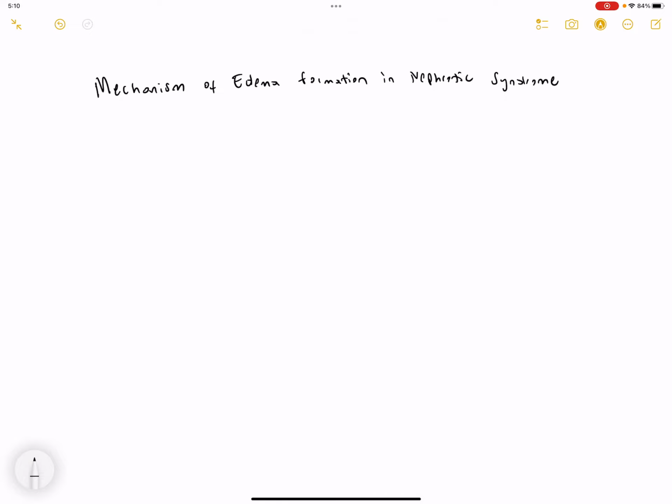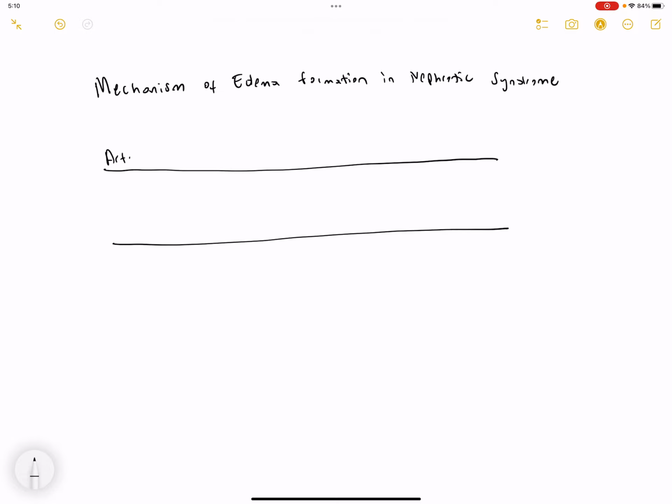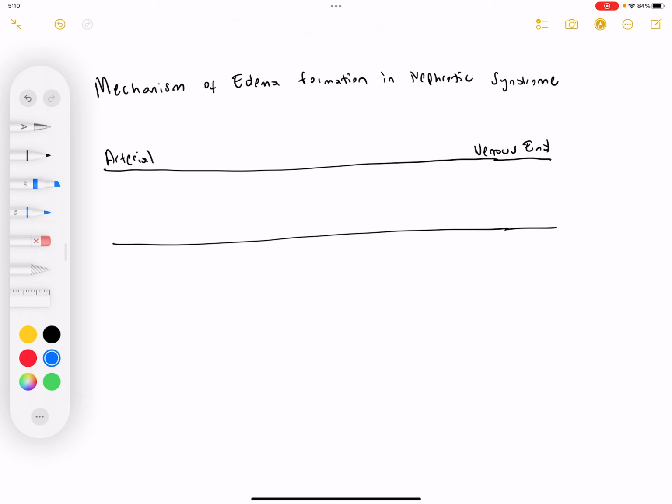Hello everyone, in this video I'm going to be talking about the mechanism of edema formation in nephrotic syndrome. First, let's start with the basics. Here is a vessel, and this is going to be the arterial end, and this is going to be the venous end.